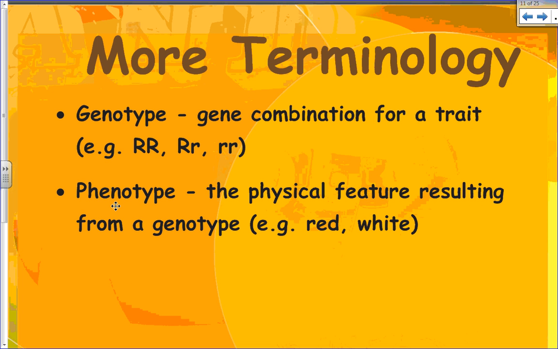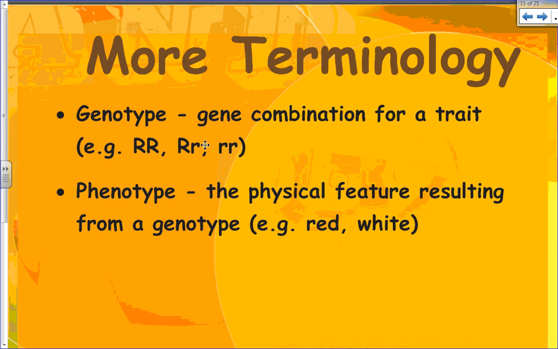Now the phenotype is a little different. The phenotype is the physical features. So in other words, the phenotype is what we see when we look at a trait. So for example, if this was a trait for flower color and this was a big R, this may be the genotype of the organism, but we may see red.